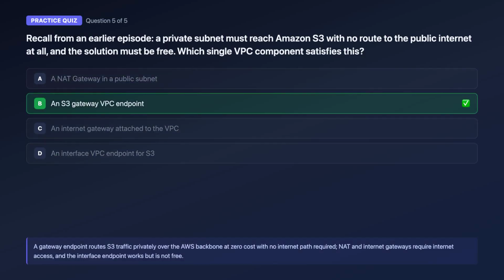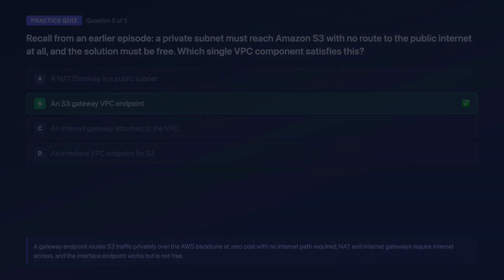The answer is B. A gateway endpoint routes S3 traffic privately over the Amazon Web Services backbone at zero cost, and it needs no internet path whatsoever. The NAT gateway and internet gateway both require internet access, and while an interface endpoint would reach S3, it isn't free, so the gateway endpoint is the only option that ticks every box.